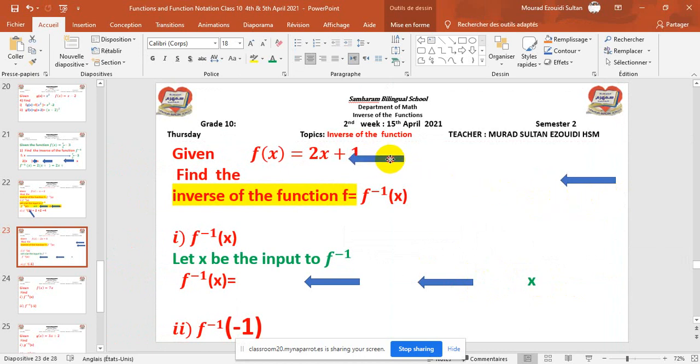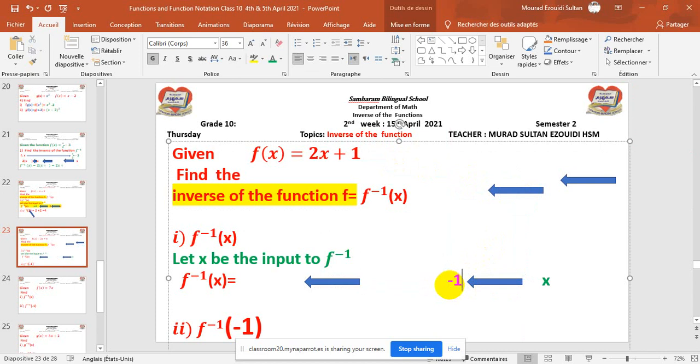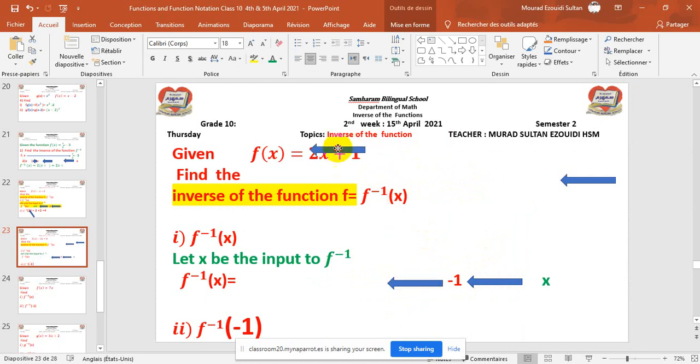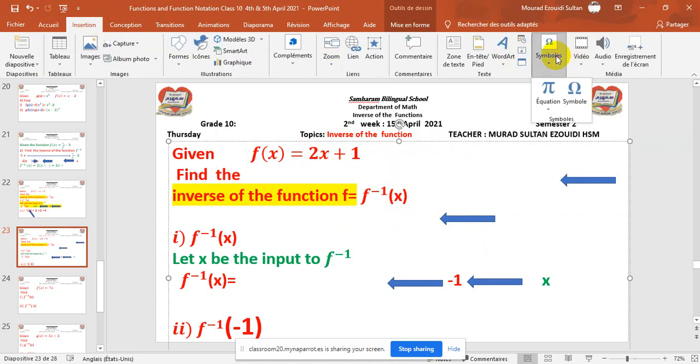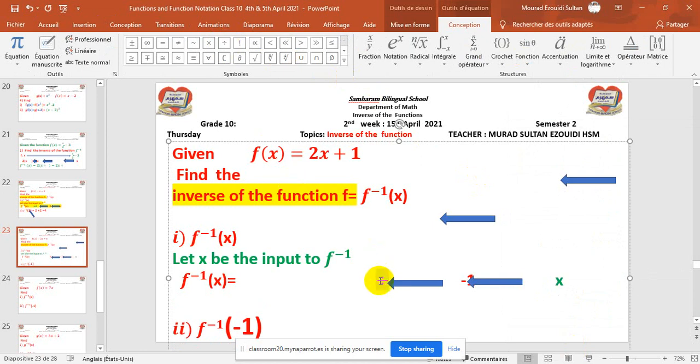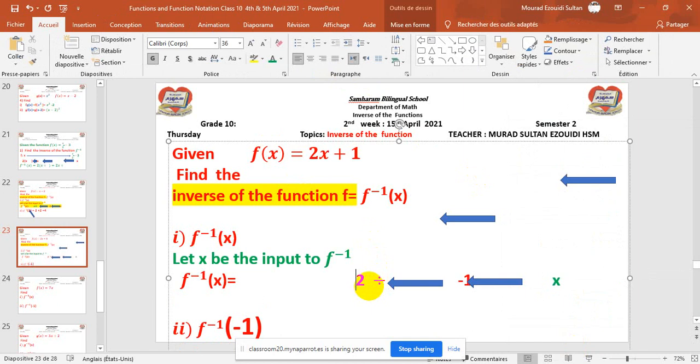I move to my function. This is plus 1 or minus 1? What is its opposite? Good girl. So I will write here minus 1. Clear? Then this arrow after minus 1, can you see this one? This is 2x, means multiply. What is the opposite operation of multiply? Divide by what? Good girl, yes. Now I will make divide. I will go to insert first the symbol of divide. Divide, clear? So divide by what, my daughters? By 2.